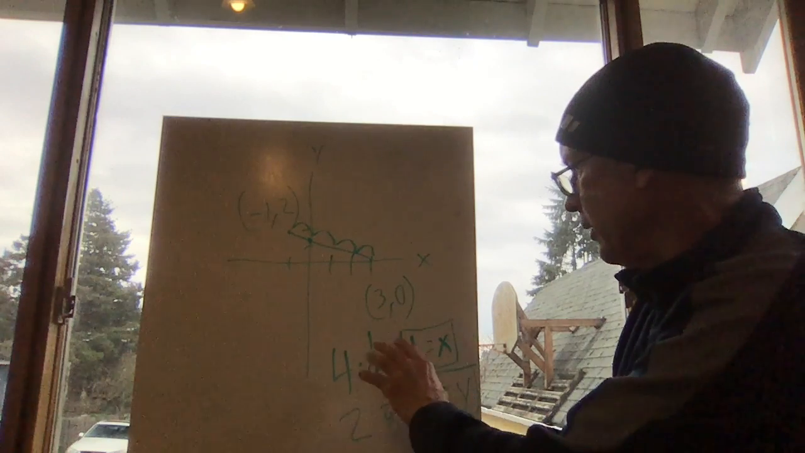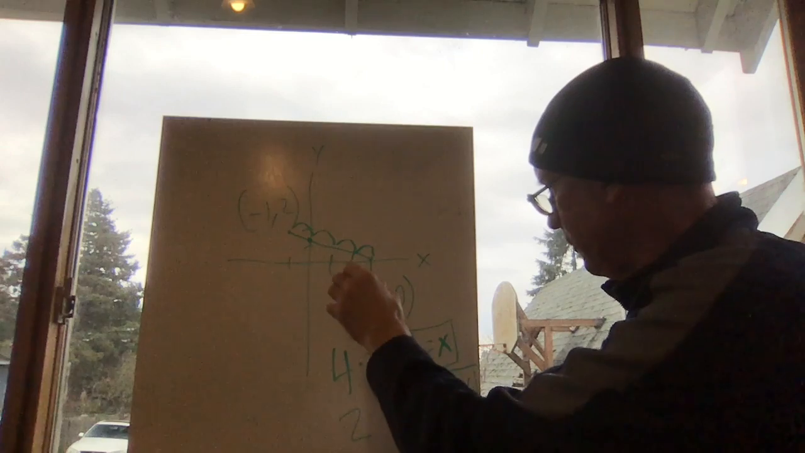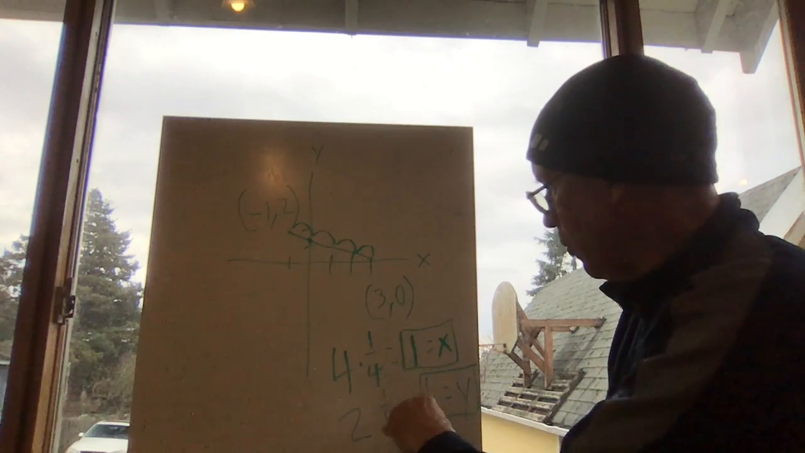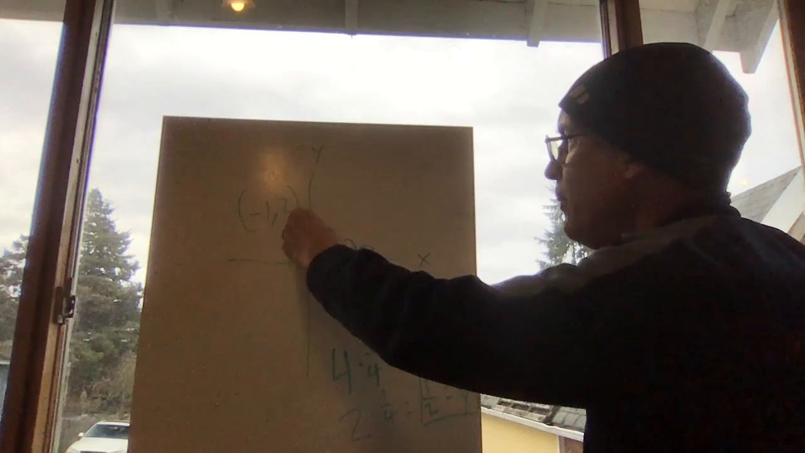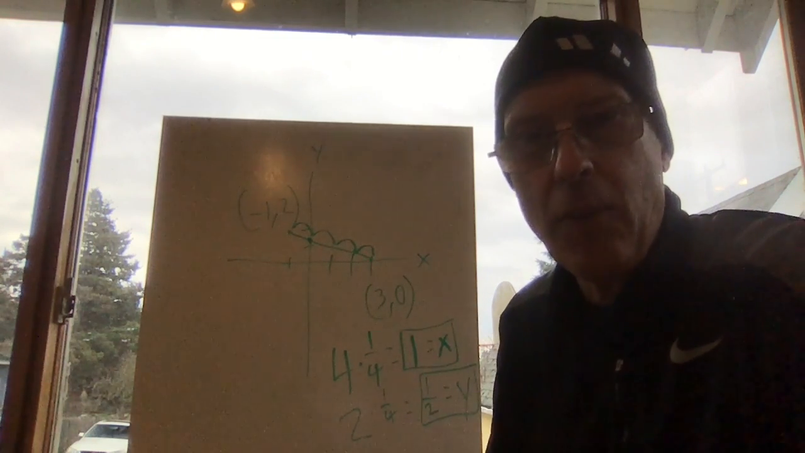So get your distance, either the y or the x, make it a quarter, and then just add that to your lowest number and you'll get there. Okay, I hope that makes sense.